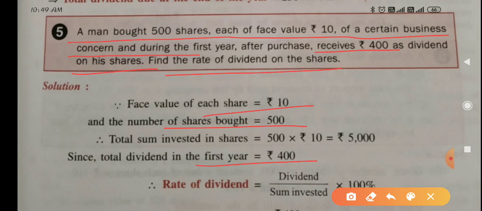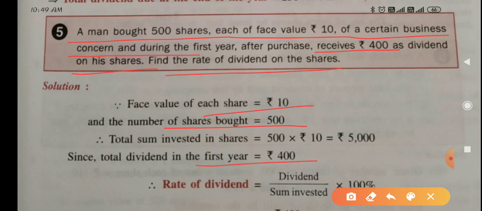One more thing here. Here it is not given what is the market value, meaning the share is at a discount or the share is at a premium. It is not given. It means that the man is purchasing the share at nominal value.